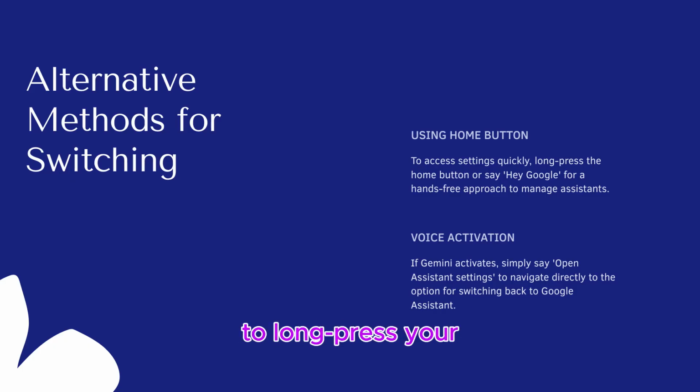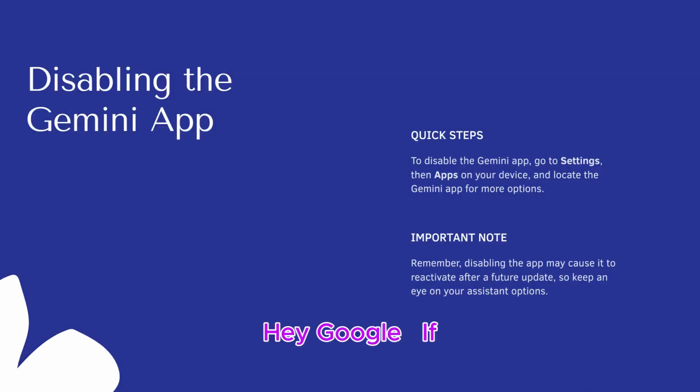Another method is to long press your home button or say Hey Google. If Gemini activates, say Open Assistant Settings and look for the option to switch.